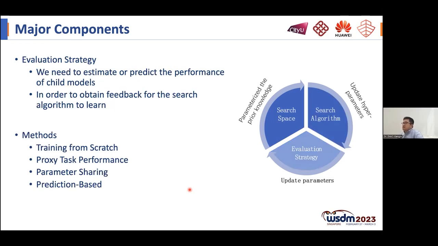And the third component is the evaluation strategy. So here we need to estimate or predict the performance of a large number of proposed child models in order to obtain the feedback for the search algorithm to learn. Conventionally, this was often done by training a network from scratch, but this process could be very expensive. So many new methods have been proposed to save time or computational resources, such as weight sharing or one-shot models.